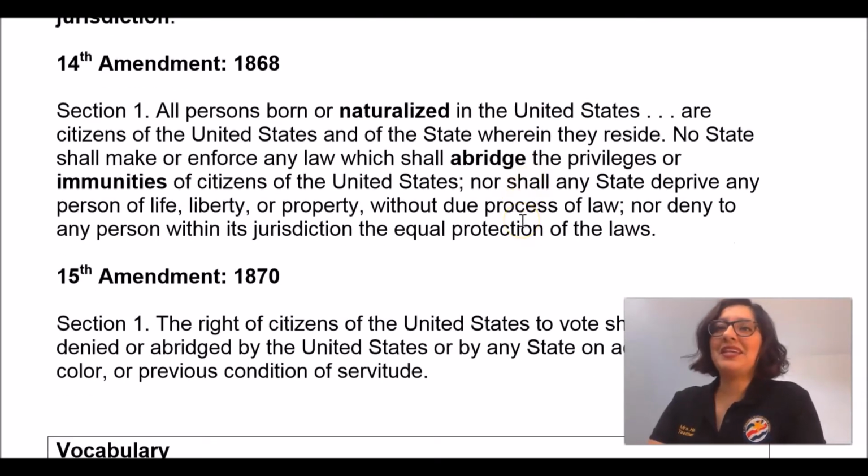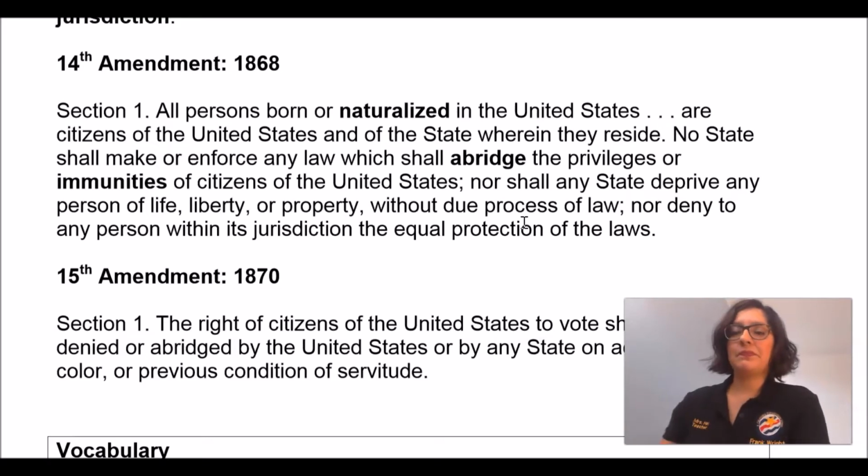Amendment 14, 1868. Section 1. All persons born or naturalized in the United States are citizens of the United States and of the state wherein they reside. No state shall make or enforce any law which shall abridge the privileges or immunities of citizens of the United States, nor shall any state deprive any person of life, liberty, or property without due process of the law, nor deny to any person within its jurisdiction the equal protection of the laws.